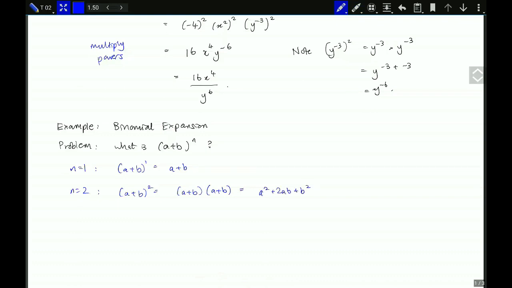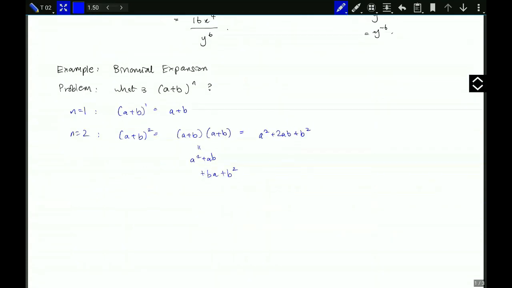But for once, let me do this in all its glory. We could have seen that this is a times this term, so this a squared plus ab, plus b times this term, plus ba plus b squared. But of course, ab is equal to ba, and so we get a squared plus 2ab plus b squared. So why did I do it in this way? You might notice that if we think of the possible monomials, the coefficients of the various powers, for n equals 1, we get 1, 1 for a and b.